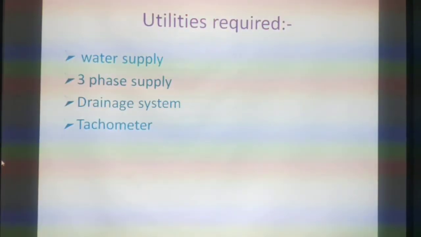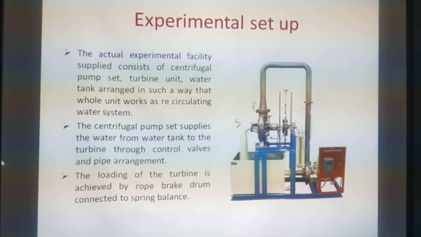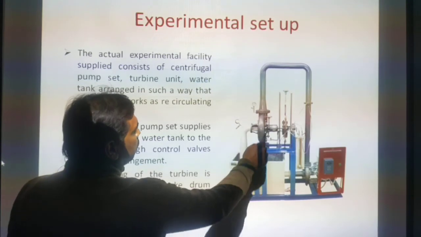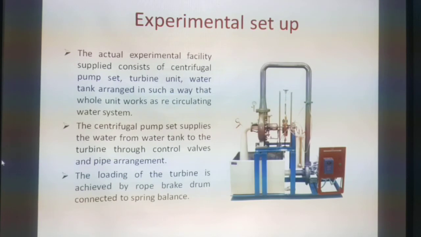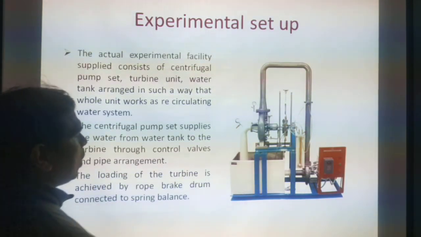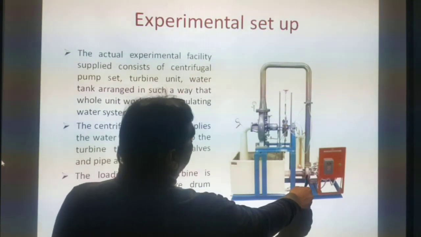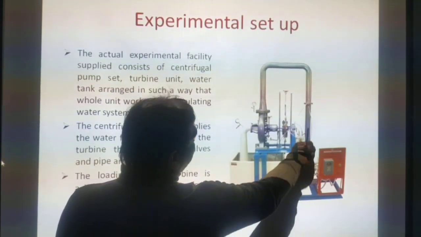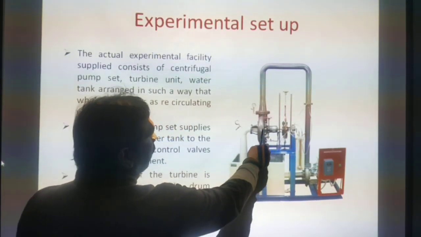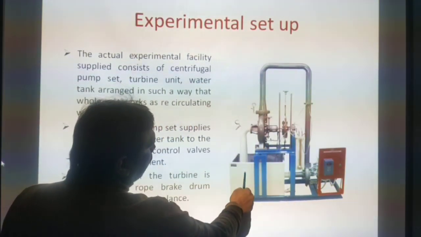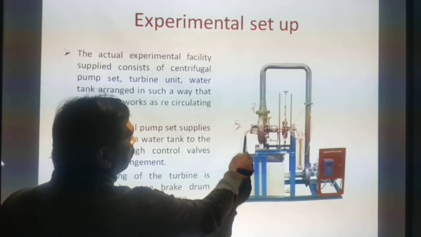Next, the turbine unit. This is your Francis turbine unit, this portion. And the water tank arrangement, this is your water tank as a recirculating water system. The centrifugal pump set supplies the water from the water tank to the turbine through control valves and pipe arrangement. Water circulates from this tank and goes through this centrifugal pump through this pipe and then strikes the Francis turbine runner and then transmits to the water tank via this draft tube.